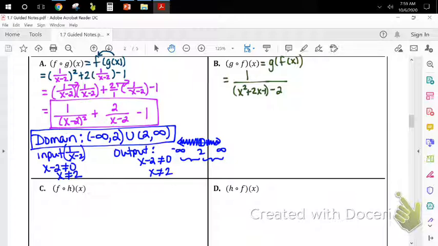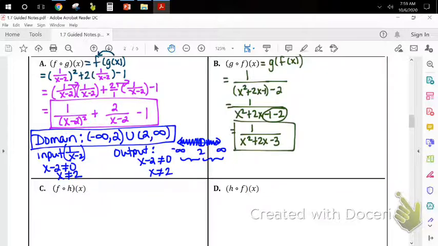Well, in that denominator, I see that we can get rid of the parentheses. So this is 1 over x squared plus 2x minus 1, and then we have that minus 2. And we do have like terms, so we can combine it. So we get 1 over x squared plus 2x minus 3. And so we're simplified here. And now we need to work on our domain.